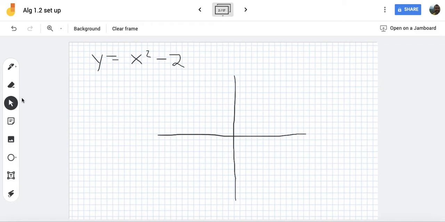Y equals x squared minus 2. Well, y equals x squared goes through the origin like this. So minus 2 would be dropped down 2 units. So let me do that. Down 2 units. That's not a very good drawing, but this is 2 units. So it's down to here, and it comes up there, it goes up here.